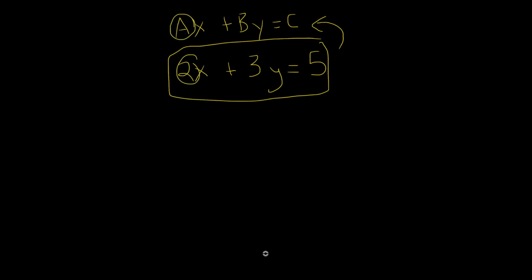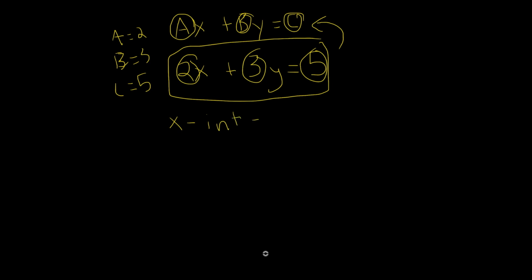Well, if we compare, we have A over here and we have 2 over here. So we know that A equals 2, and if we compare B and 3 here, we know that B equals 3. And as you can see, C and 5 are the same, so we have C equals 5. And now we have our values for A, B, and C, so now it's fairly easy to convert this into point-slope form. So now what we're first going to do is find our x and y intercepts.